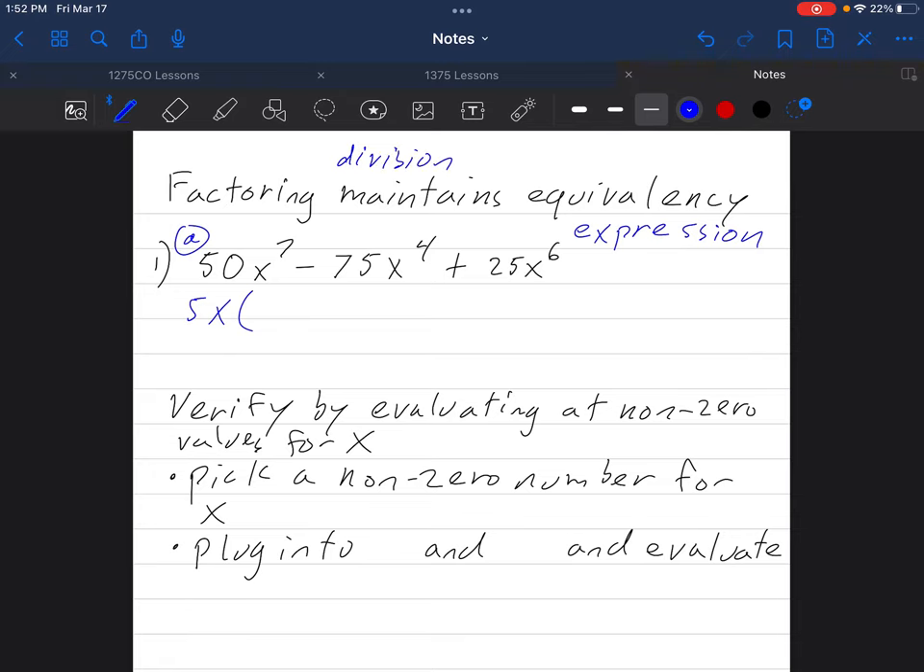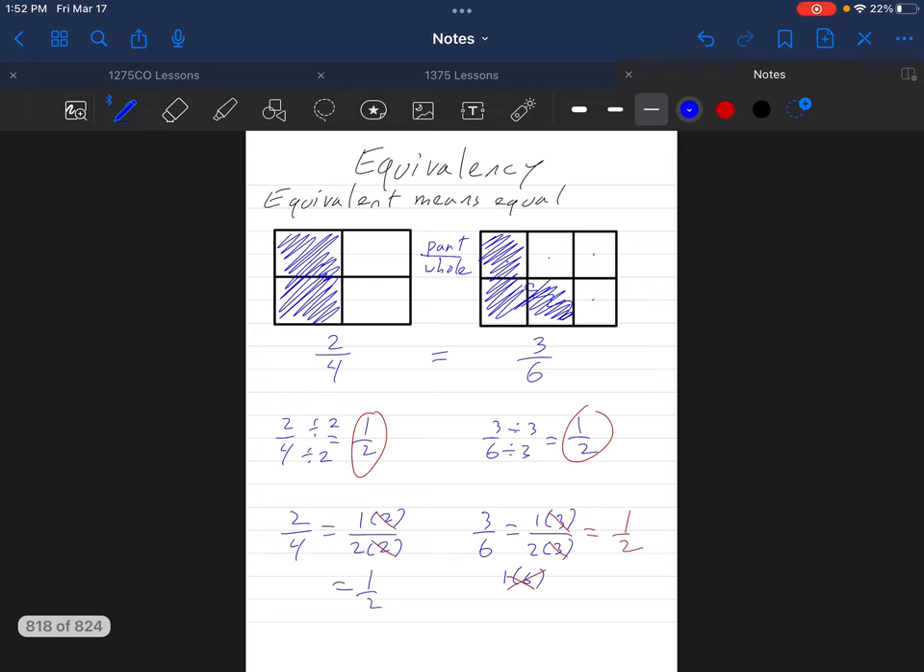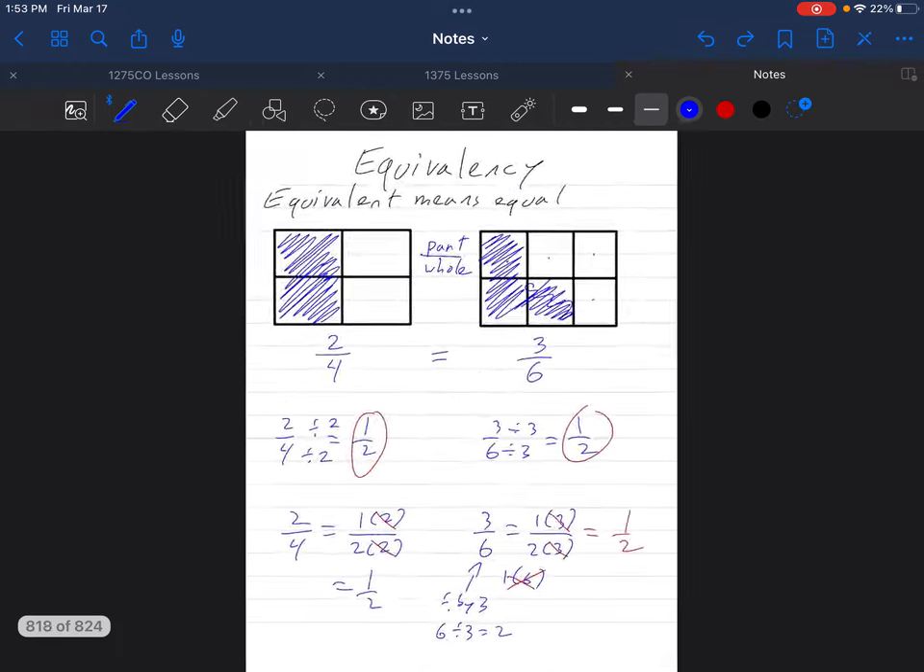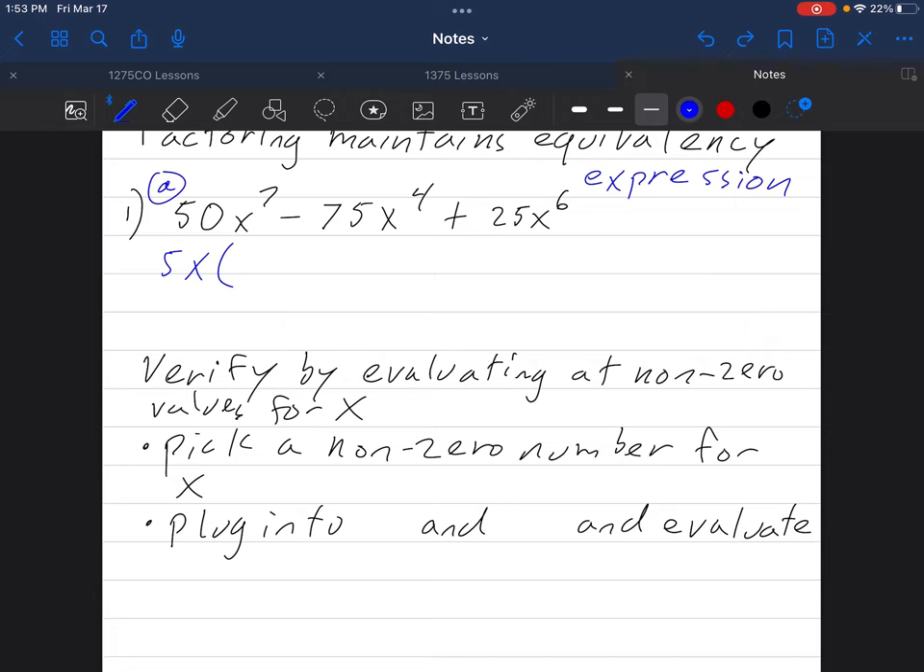Let's suppose that. And what we're doing when we factor is dividing. We're using division. Let's go back to this example here. If we know that 6 is divisible by 3, then it means 6 divided by 3 equals 2. That's how we get this number right here. If we know it's divisible by 2, 6 divided by 2 equals 3. Right? Again, factoring is a division step. So what we're left with inside the parentheses after factoring out a 5x is going to be 10x to the 6th minus 15x to the 3rd plus 5x to the 5th power.